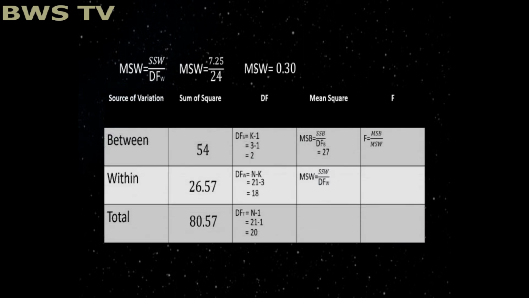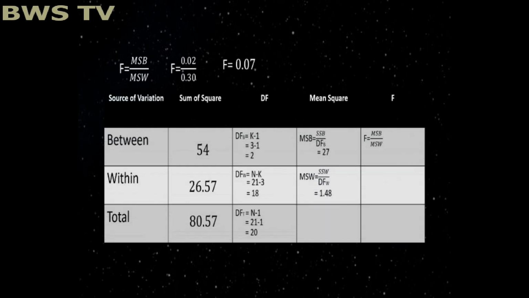Then we have the MSW. Just substitute the right numbers, and then you get the answer of 0.30. Then we have the F. Again, just substitute it, and then you get the answer of 0.07. And then we have 3 columns and 24 rows.